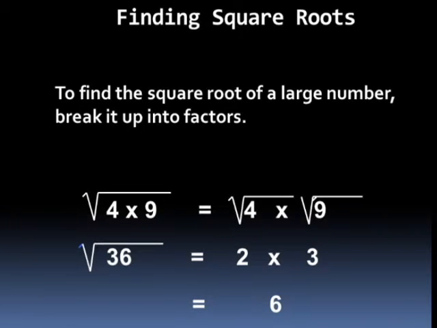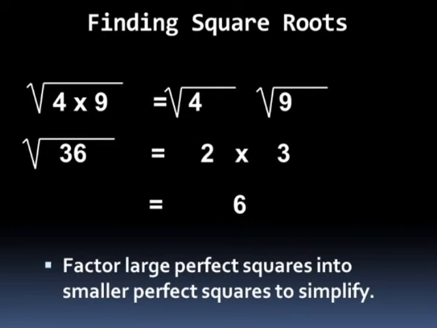We are still finding square roots. To find the square root of a large number, let's say 36, you have to break it up into factors. So 36 is equal to 4 times 9. So you take the square root of 4 and multiply by the square root of 9. In this case, you will come up with 2 times 3 and the answer is 6. So remember this: with large perfect squares, factor them into smaller perfect squares to simplify before you work out the answer.